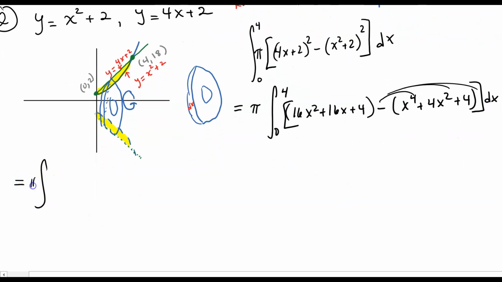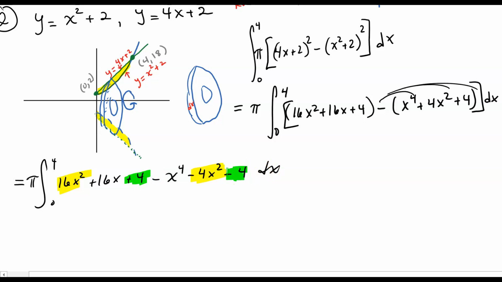All right, again, pi on the outside from 0 to 4. 16x squared plus 16x plus 4 minus x to the 4th minus 4x squared minus 4 dx, and we're going to combine like terms here. We've got this 16x squared with a minus 4x squared, and then the next thing is the 4 here and the negative 4. Those will cancel out, so then I am left with my pi on the outside, 0 to 4.